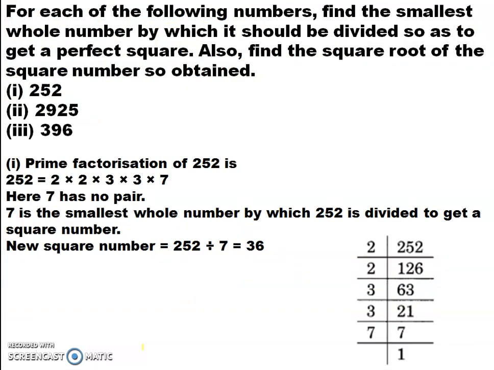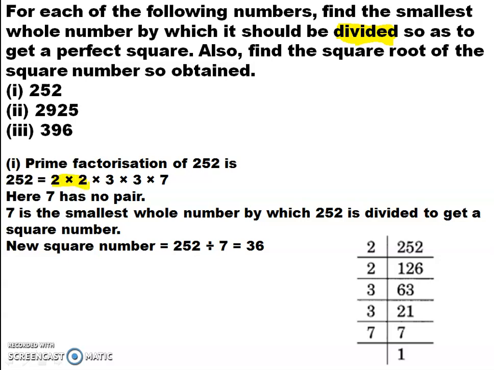Now, for each of the following numbers, find the smallest whole number by which it should be divided. Students, did you see the word here? Divided. Now, you don't have much difference from the previous questions discussed. The same steps you are following here also. Prime factorize the number and find the odd one out.